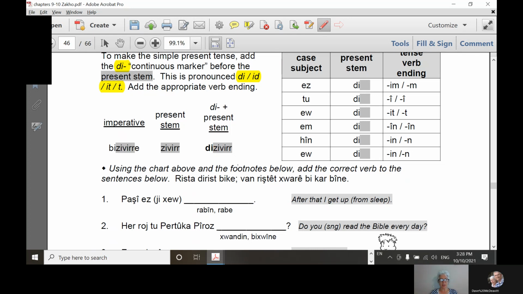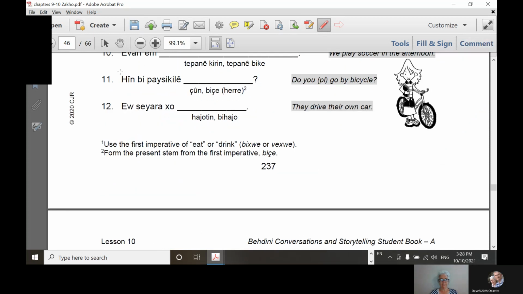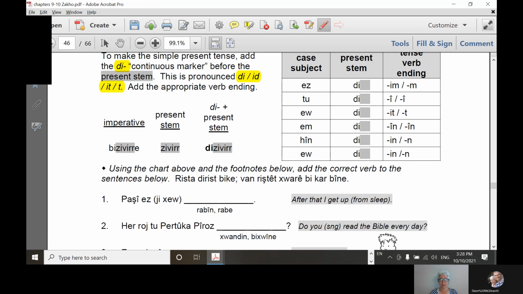And then you have to add your verb ending. Okay, so for this exercise, you use this chart and the footnotes below. You put the correct verb here and make sure you put the correct ending on. Okay, let's do this first one together.